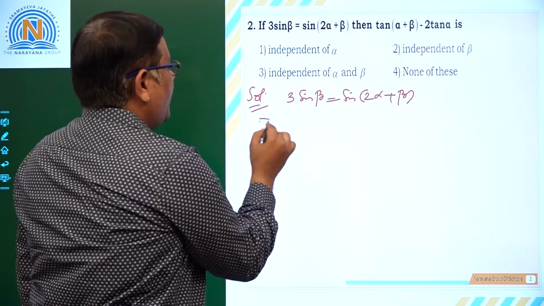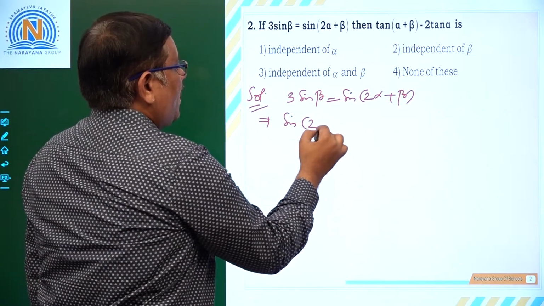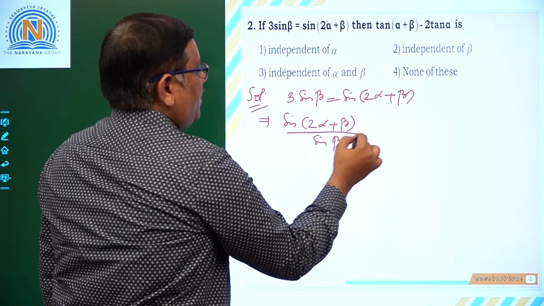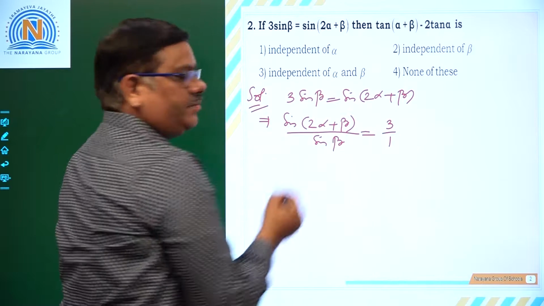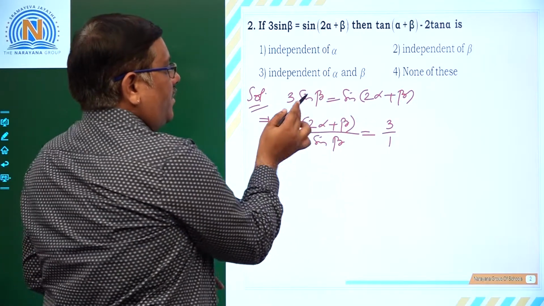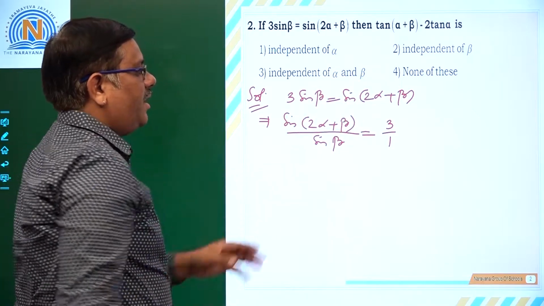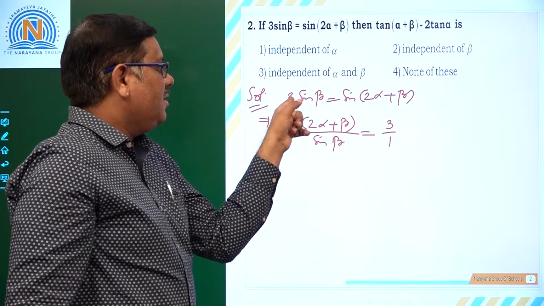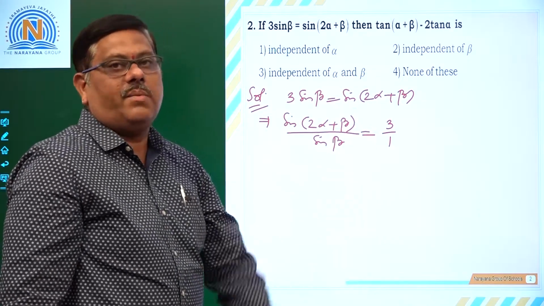Now let me write the same as sin (2 alpha plus beta) by sin beta equal to 3 upon 1. Let us regroup in this way. Let us transpose sin beta to the other side, so it will be sin (2 alpha plus beta) divided by sin beta, and we get 3. Only 3 here we have. Let me write it as 3 by 1.